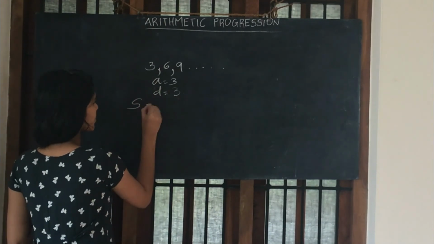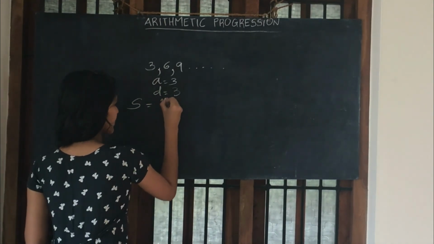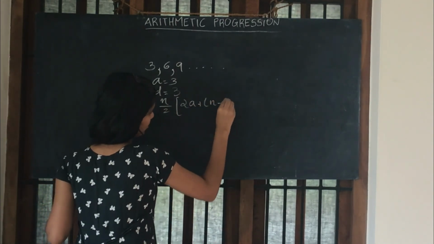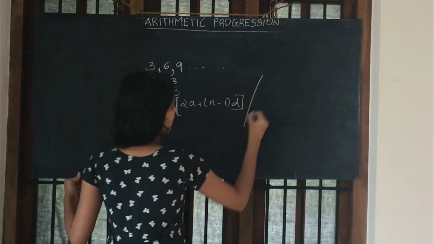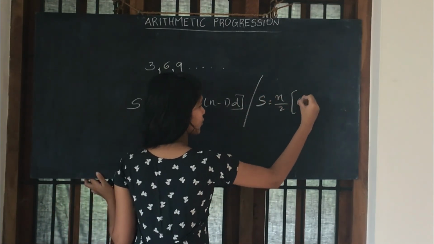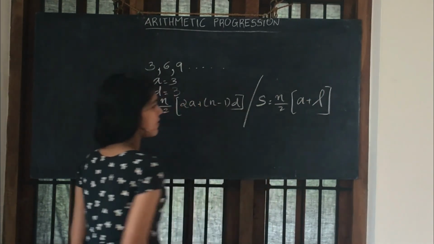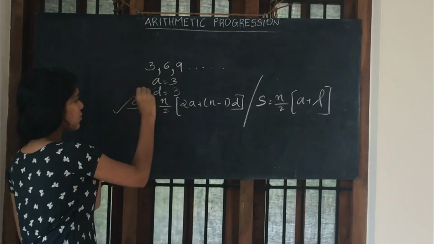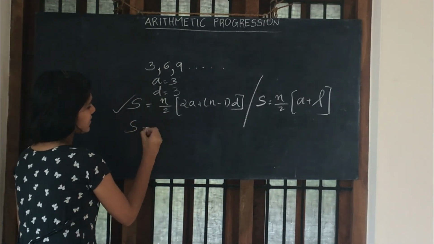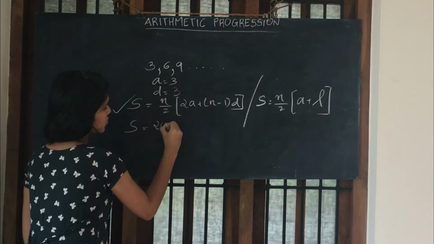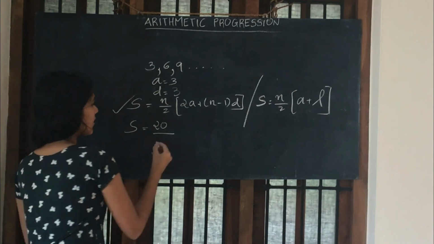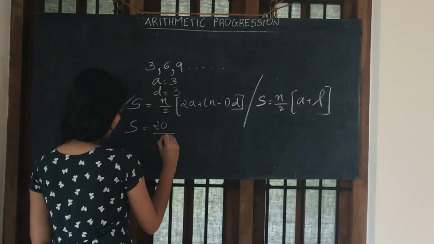Now we have two equations to find the sum. The first equation is s equal to n by 2 into (2a plus (n minus 1) into d). The other equation is s equal to n by 2 into (a plus l). Here we have to use the first equation because the last term is not given. So we have n equal to 20, which is already given in the question, that is, the first 20 positive numbers divisible by 3.